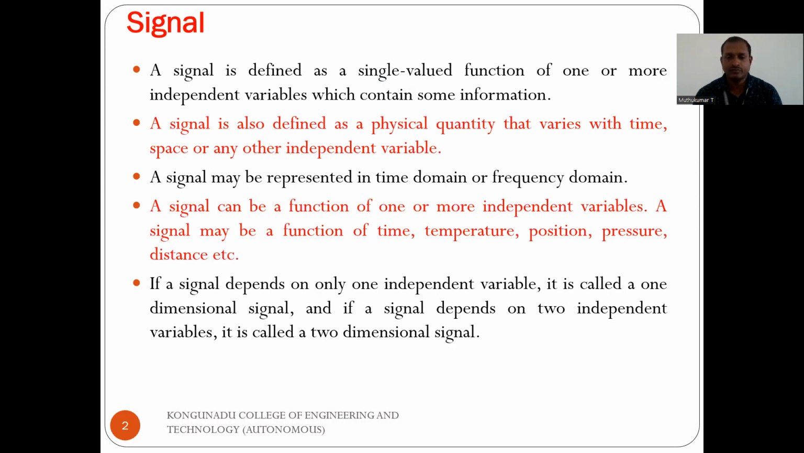Signal can be a function of one or more independent variables, as already said. The parameters are time, temperature, position, pressure, distance, etc. These are the independent variables that the signal depends upon. If a signal depends on only one independent variable, that signal is called a one-dimensional signal. If a signal depends on two independent variables, that is called a two-dimensional signal. So a signal is a physical quantity and also a single valued function. It carries one or more independent variables which contain some information.